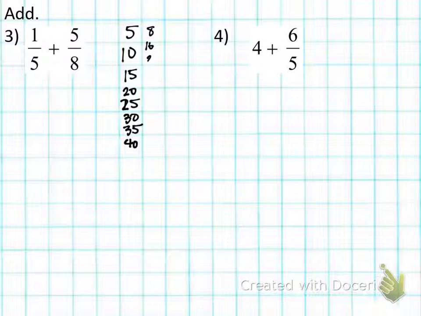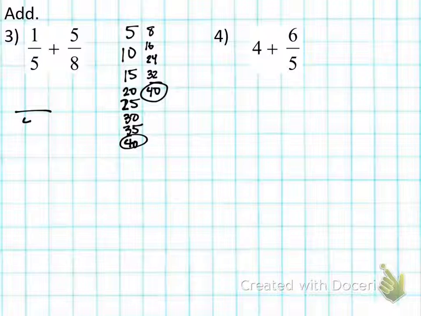Okay, these are our multiples of 5 and these are multiples of 8. What's the lowest common multiple in both lists? 40. Good. Okay, so we're going to rewrite this with a denominator of 40. Okay, so I'm going to start you off there. I want you to finish off this problem. I'll give you 1 minute.